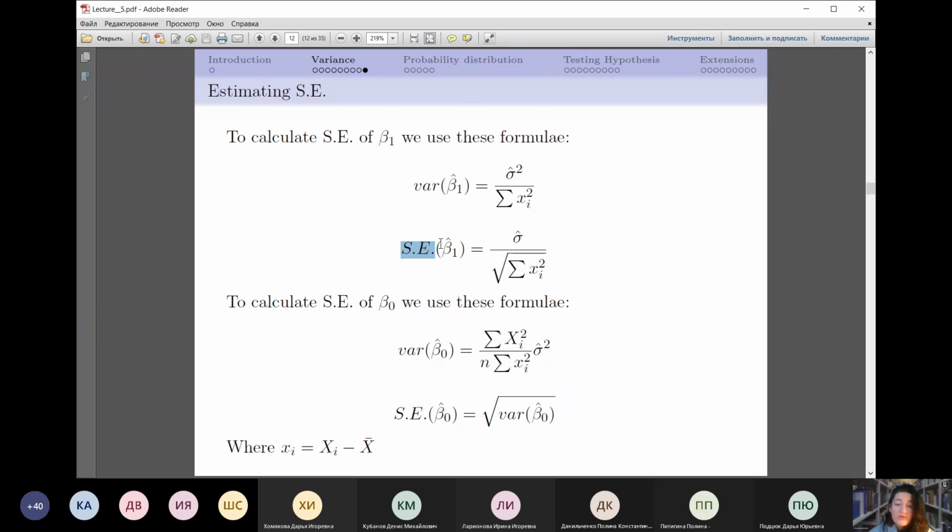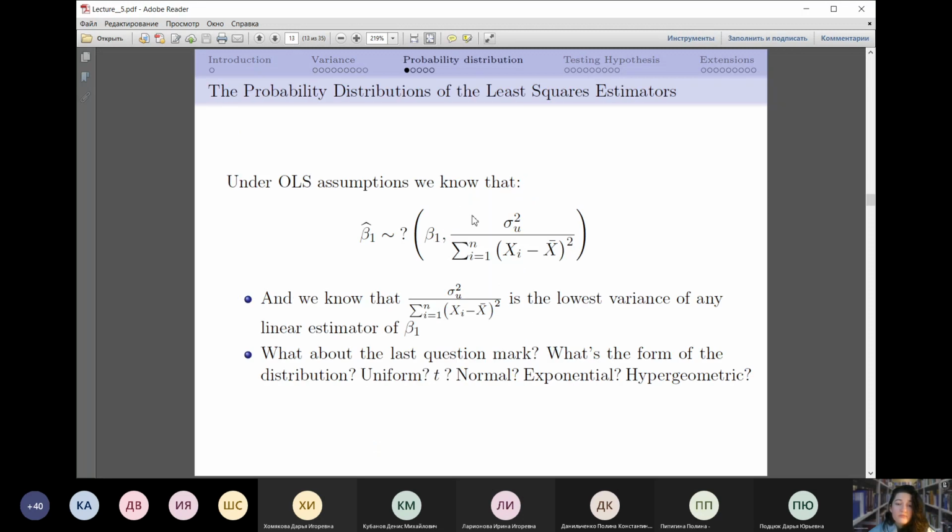We will use these standard errors in the hypothesis testing, and when we construct the confidence intervals for our point estimates.